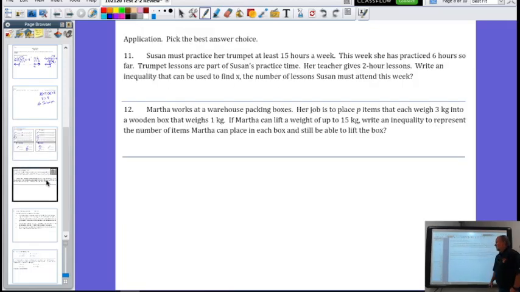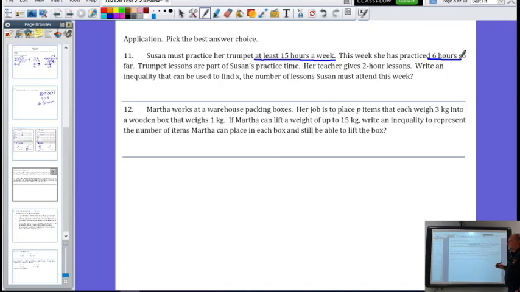Now 11 and 12, these are 2 inequality questions that I want you just to translate them and write an inequality. Number 11 says, Susan must practice her trumpet at least 15 hours a week. So right there is important, at least 15 hours a week. Okay, so the at least means that this 15 has got to be 15 or more, when we get all said and done with it. So that at least means that whatever makes up that 15, it's got to be bigger than the 15 or equal to. This week she's practiced 6 hours, so that's important.